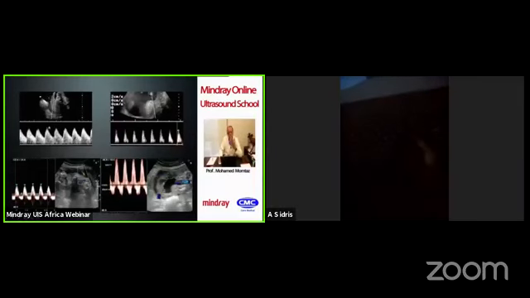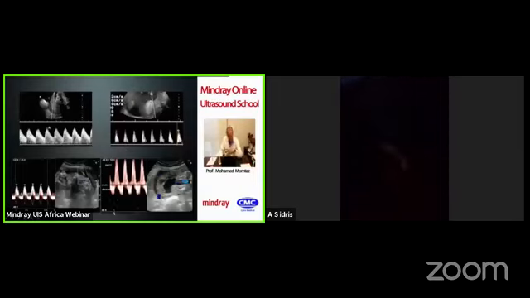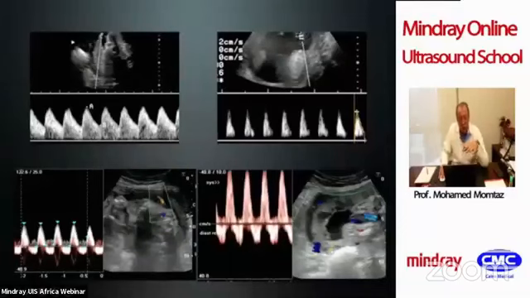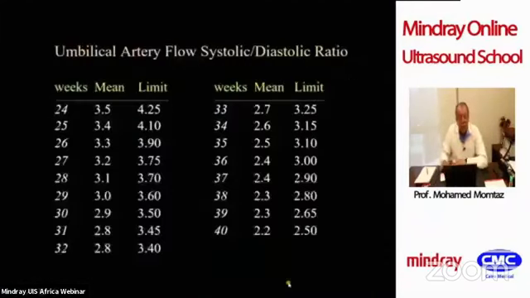In cases where there is absent end diastolic flow and reversed diastolic flow, of course, there are no indices. You cannot measure systolic over diastolic or systolic over systolic minus diastolic, because once you have a zero diastolic flow or a reversed negative diastolic flow, ratios are not applicable anymore. You can use the ratios as long as there is diastolic flow. Once absent or reversed, no more use of ratios.